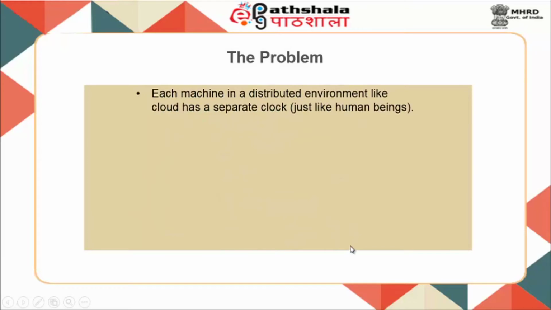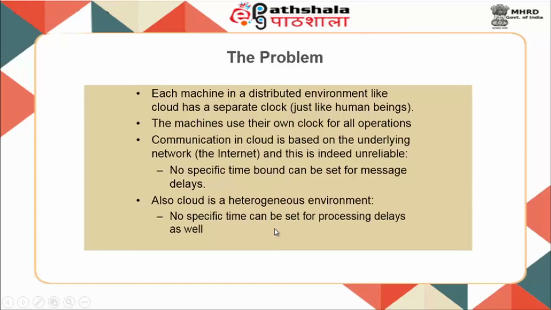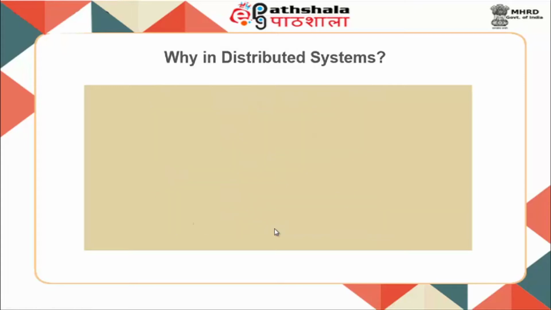So, first let us formally state the problem. What is the problem? Each machine in a distributed environment in cloud has a separate clock. The second one is that the machines use their own clock for every operation. So, all local operations will be done based on the clock of the machine. Communication in a distributed environment like cloud depends on the internet and the underlying networking, and therefore, we do not have any specific time bound, and cloud is a heterogeneous environment. So, processing time cannot be predefined.